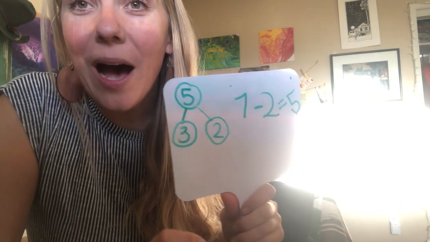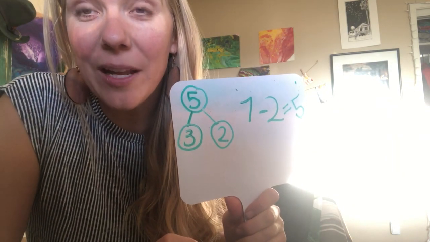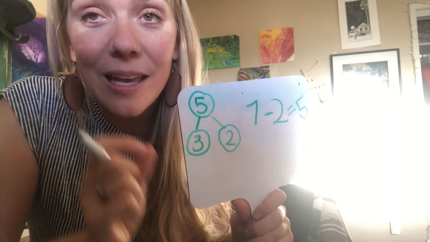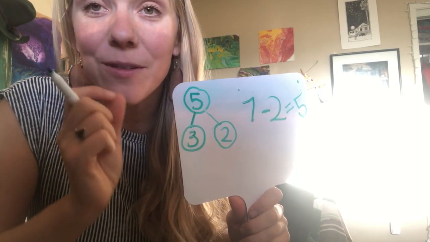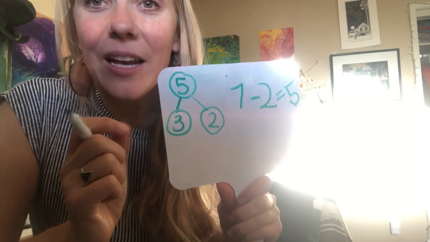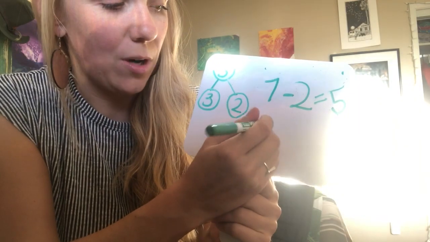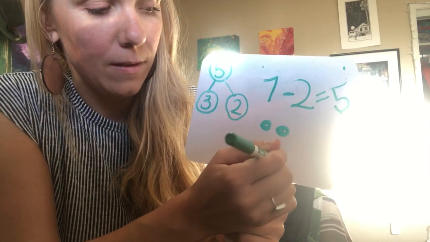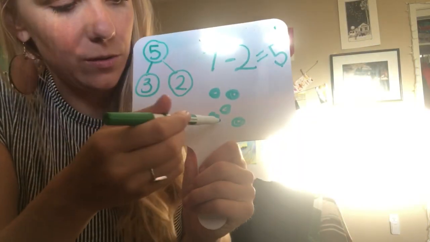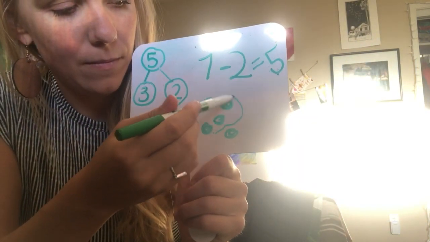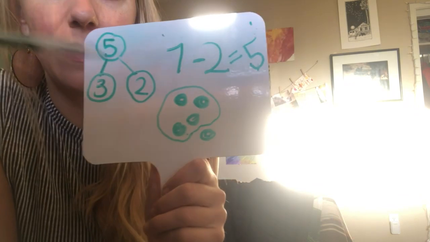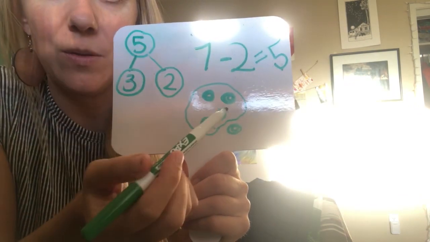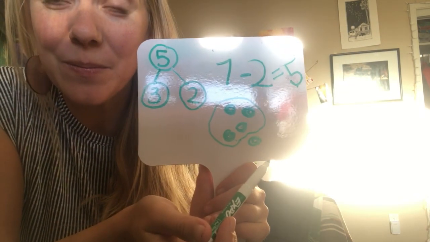Okay, so I want you to pause this video and I want you to think of as many ways to get to 5 as possible. Another thing you can do is draw 5 dots. You could circle some of them and see how many are out. This would be an equation of 4 plus 1.